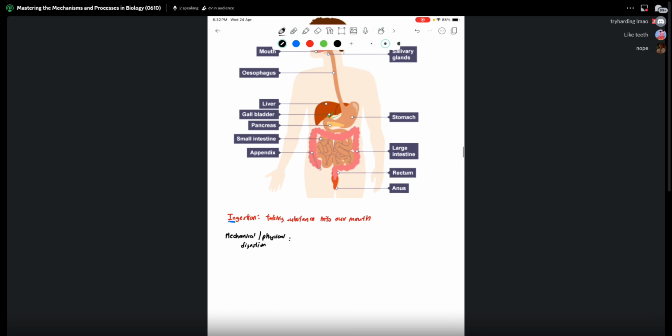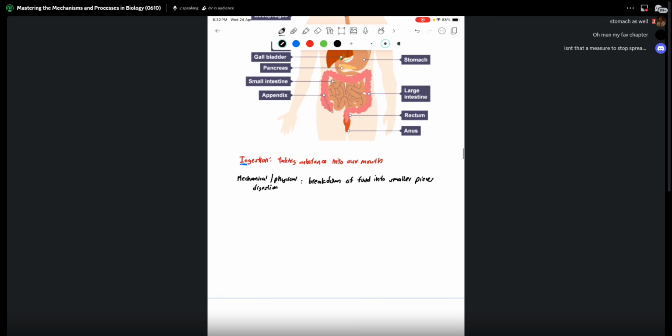Like teeth, basically teeth. Our tongue also helps it. Okay. All right. Now, this is mechanical digestion. I just say that it is the breakdown of food to smaller pieces.